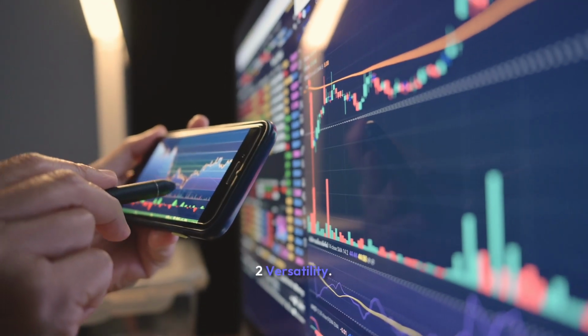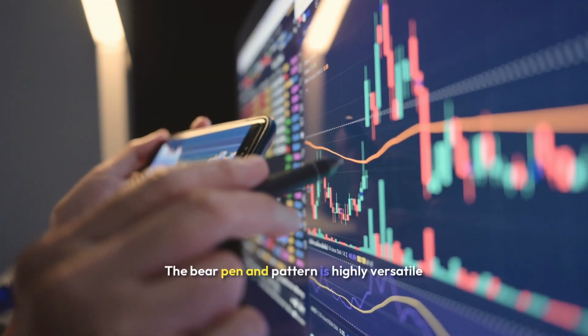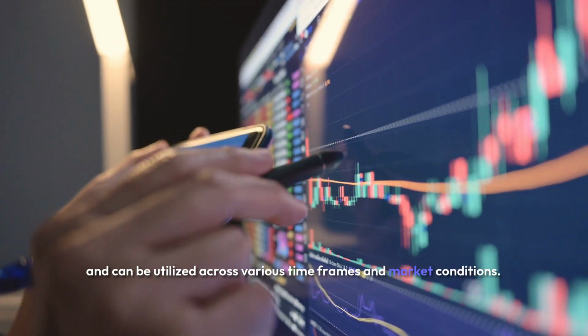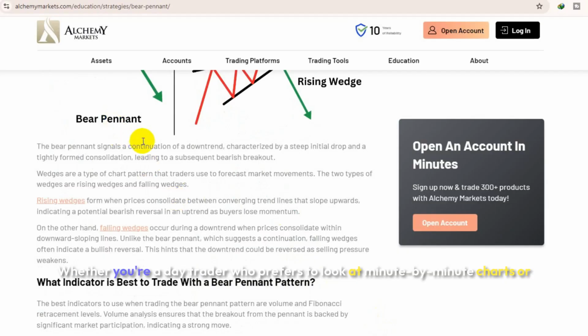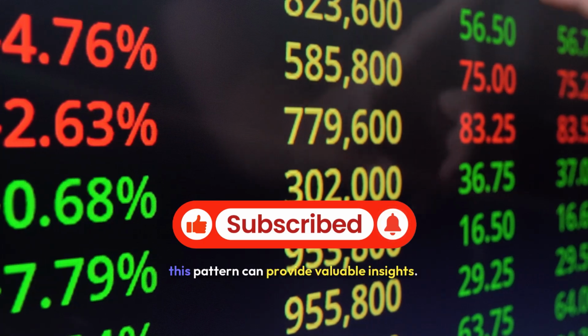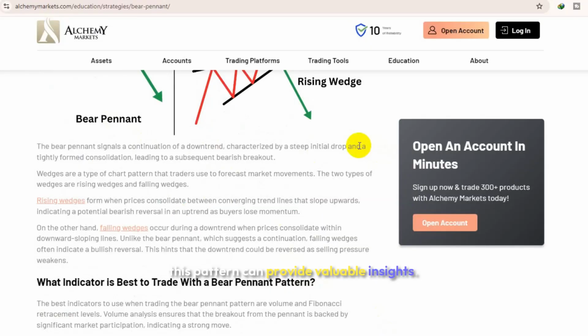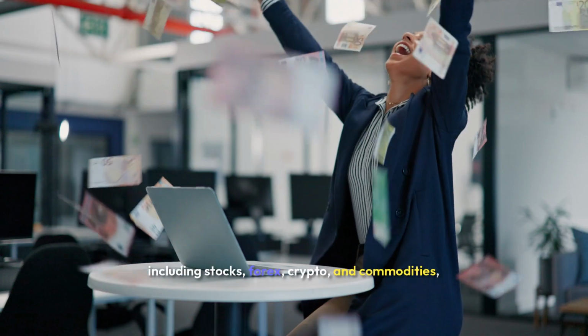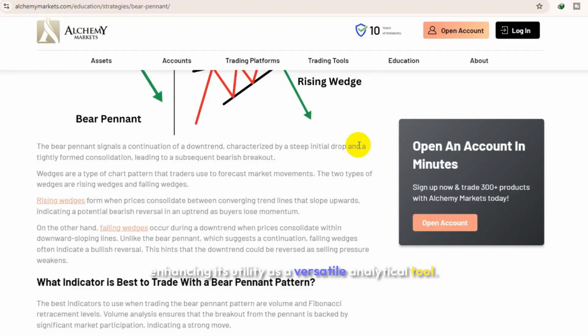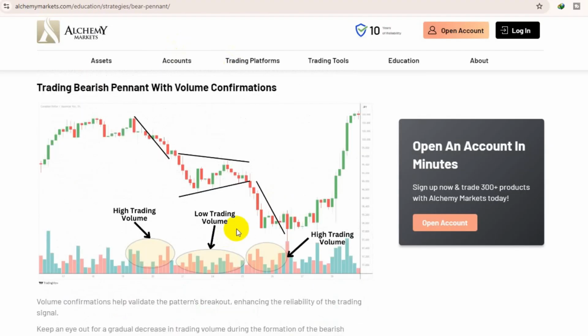2. Versatility. The bear pennant pattern is highly versatile and can be utilized across various time frames and market conditions. Whether you're a day trader who prefers to look at minute-by-minute charts or a long-term investor who analyzes weekly trends, this pattern can provide valuable insights. Furthermore, the pattern can be applied to various asset classes, including stocks, forex, crypto, and commodities, enhancing its utility as a versatile analytical tool.